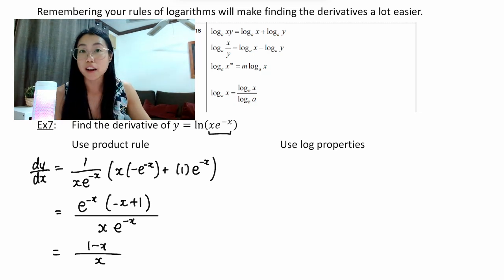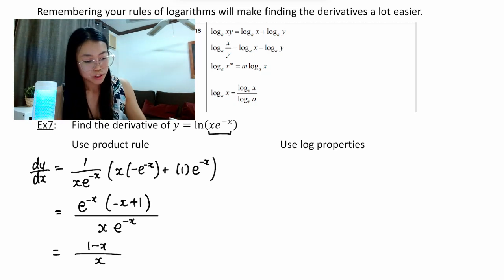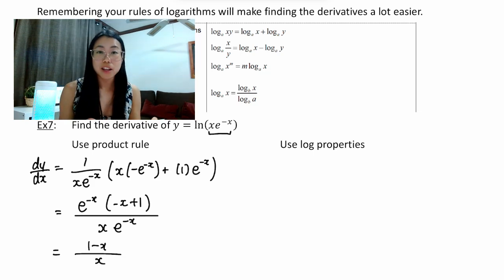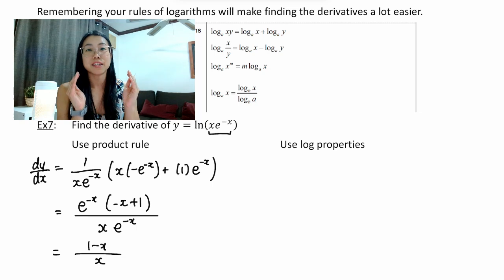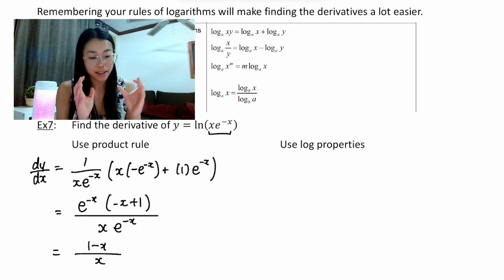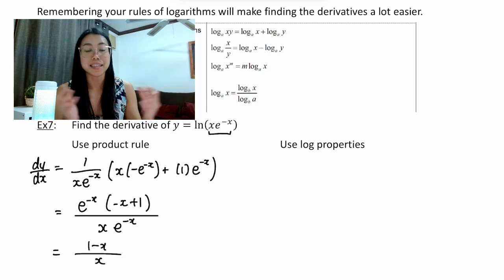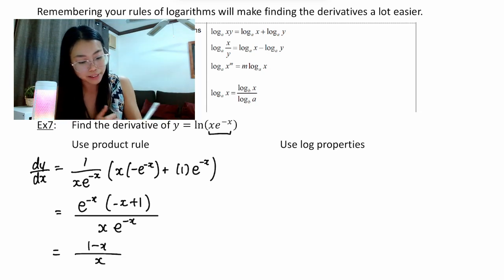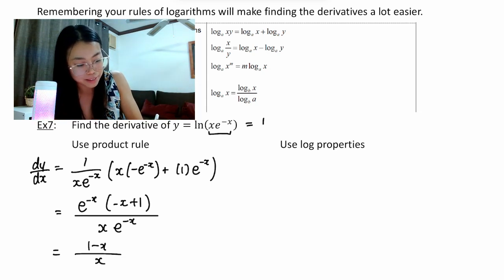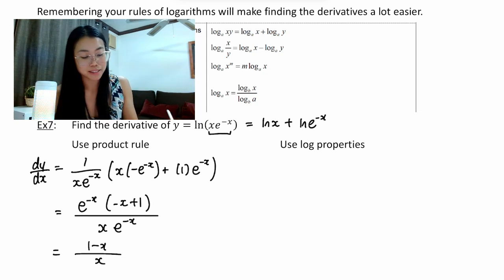Let's try with log properties this time. So remember that I have a log property which states if I have an argument where I have 2 terms being multiplied, then I can break that logarithm apart by addition. So we can rewrite the function y as ln of x plus ln of e to the minus x.